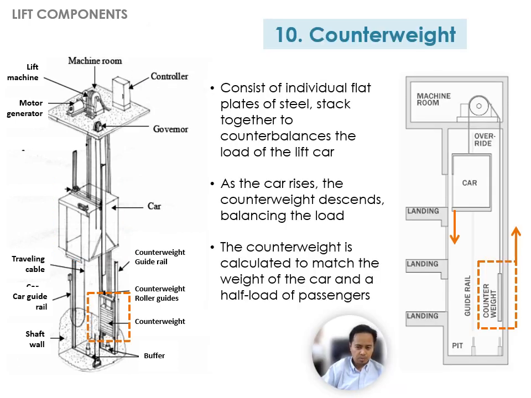Next is the counterweight. Consists of individual flat plates of steel stacked together to counterbalance the load of the lift car. As the car rises, the counterweight descends, balancing the loads. The counterweight is calculated to match the weight of the car and half load of passengers.